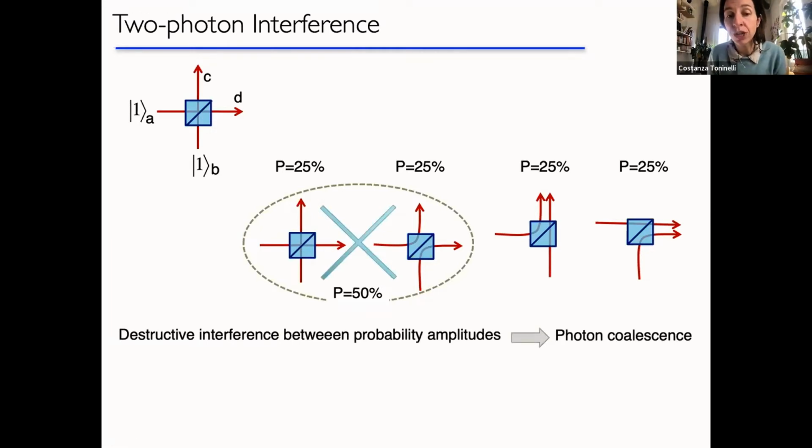Now, due to the interference among the probability amplitudes of these two processes, we actually observe a photon coalescence. That means that both photons want to leave the beam splitter from the same output port. So the simultaneous clicking does not happen. This is a totally exquisite quantum effect. And you see that it is somehow equivalent to a photon-photon interaction, because the presence of a photon in the other branch changes the optical properties, or the reflectance, if you want, of the beam splitter.